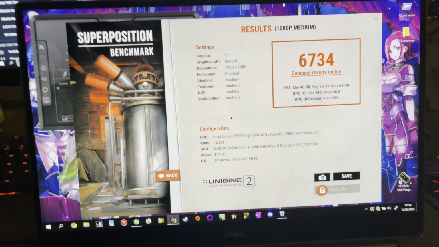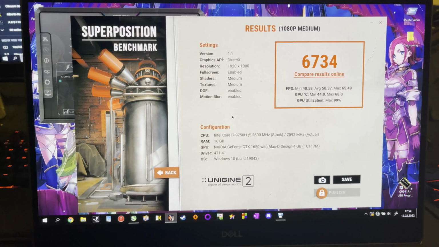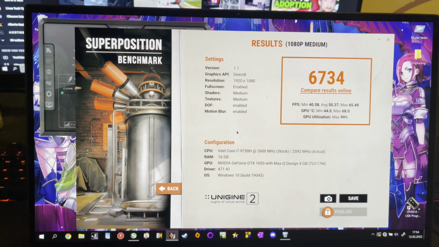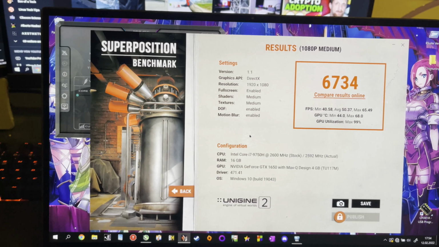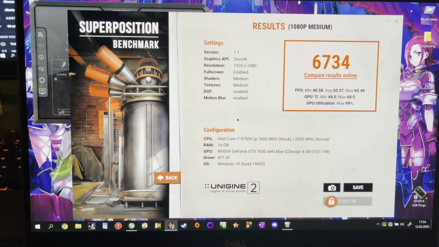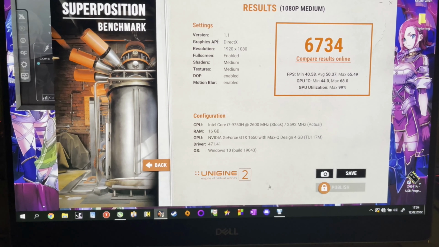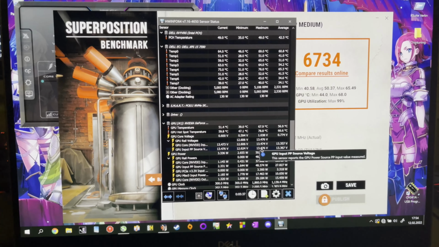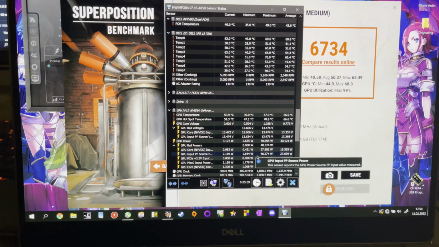Alright, as you can see, we got a score of 6733 with an average FPS of 50 and a max of 65. We hit around 68 degrees Celsius. I'm pretty sure that will increase a lot after the shunt mod. Now we can take a look at the measurements.